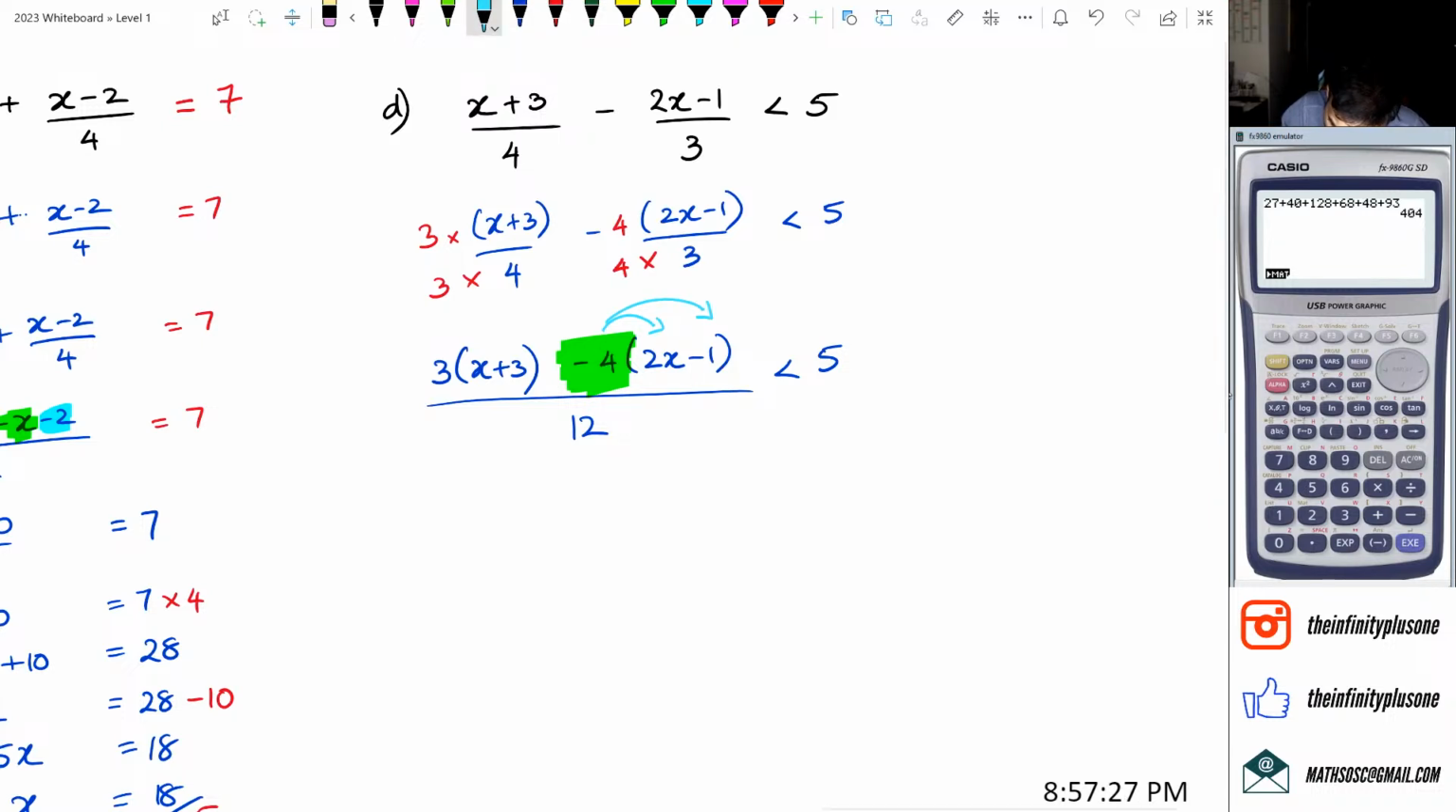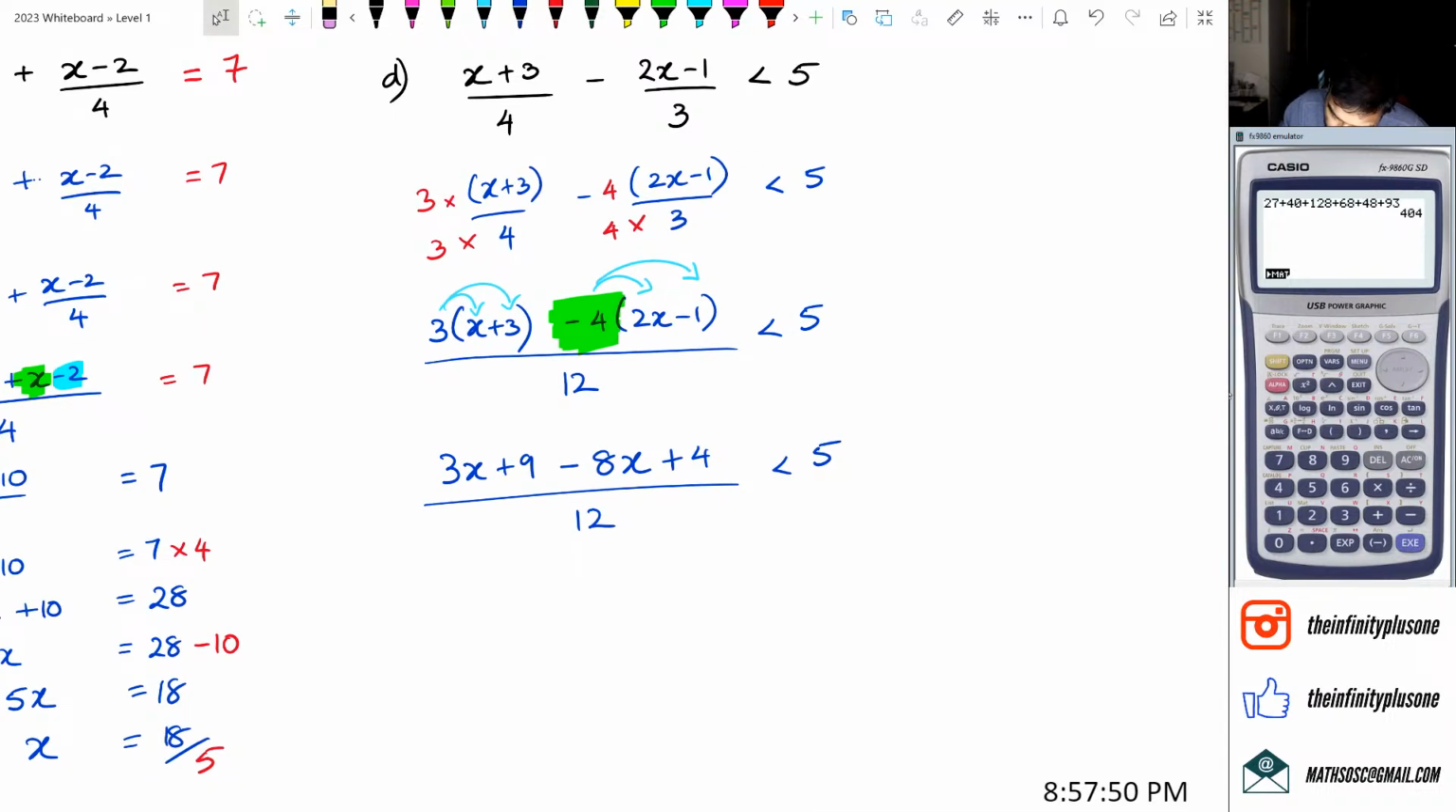So when we expand the brackets, we've got 3 times x, 3 times 3, which is going to be 3x plus 9. Then we've got -4 times positive 2x, which is -8x. -4 times -1 is positive 4. And all of that is over 12, less than 5.